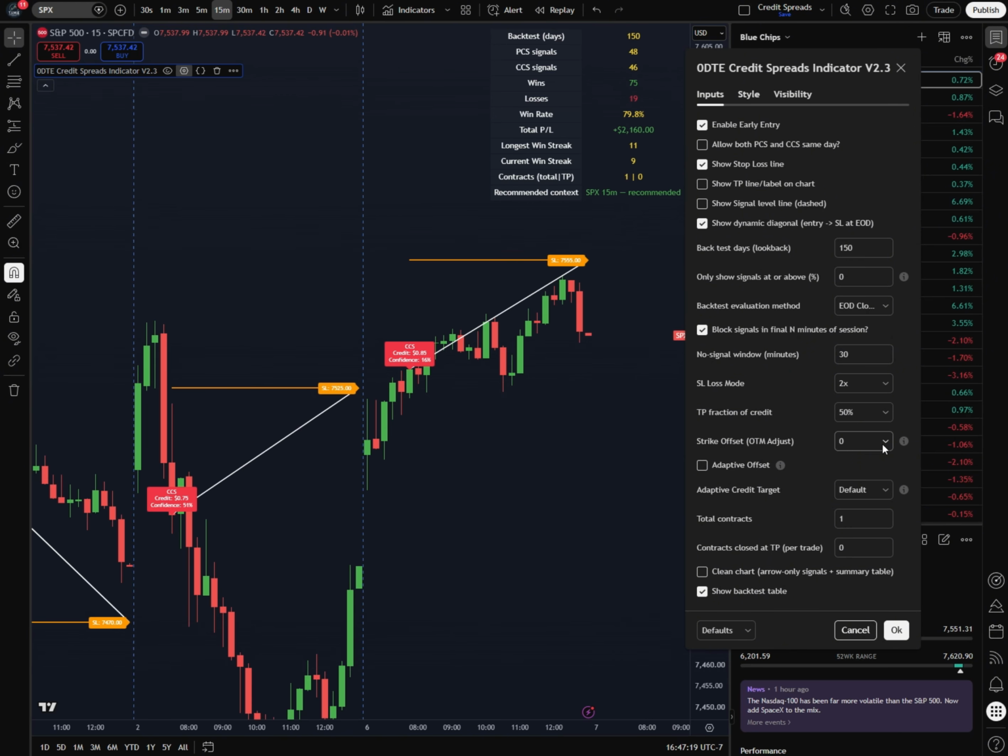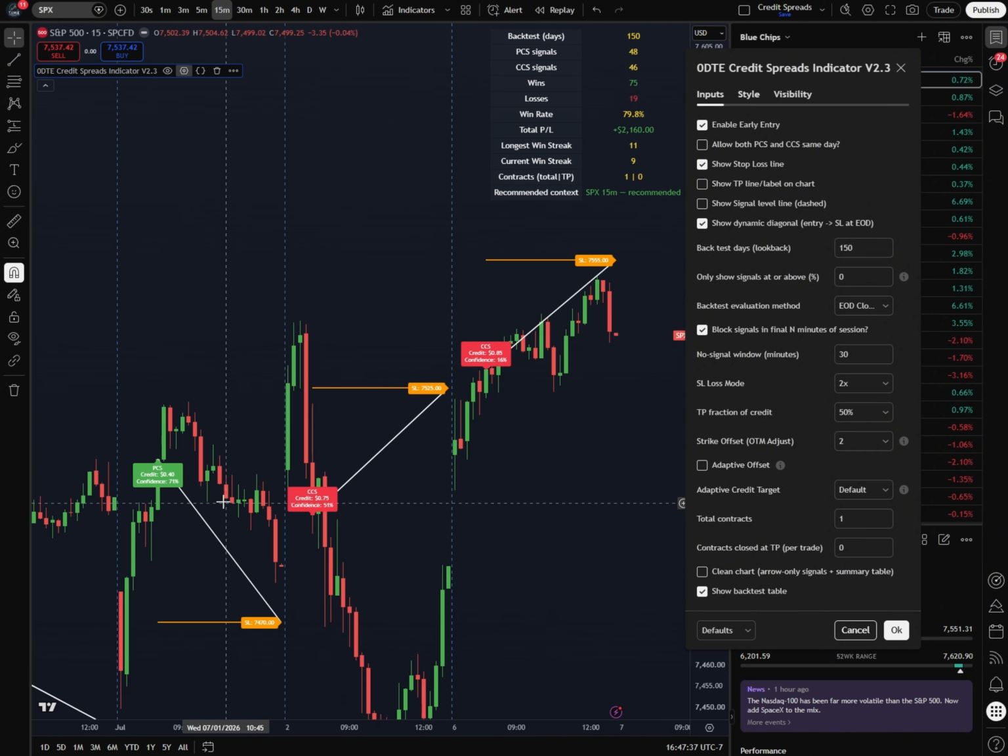Strike offset. Something I added very recently. What that does is, so right now the default is 0. If I change it positive, you'll see this start to go up. If I change it negative, you'll see this start to go down. So if I have it at 2, all this is going to do is move up 2 increments of 5.